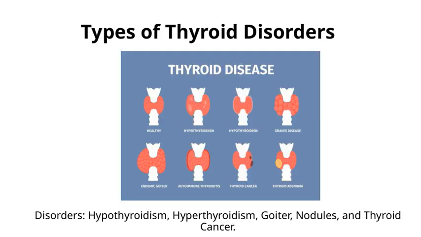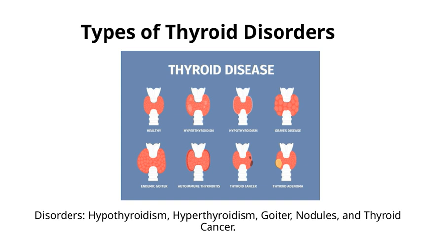Now, let's take a closer look at the different types of thyroid disorders. When we talk about thyroid issues, we're usually referring to conditions like hypothyroidism, hyperthyroidism, goiter, nodules, and thyroid cancer. Each of these has unique characteristics, but also shares some commonalities in how they affect the thyroid gland and overall health. Hypothyroidism, for example, occurs when the thyroid is underactive, meaning it doesn't produce enough hormones. This can lead to fatigue, weight gain, and feeling cold more easily. On the other hand, hyperthyroidism is the opposite, an overactive thyroid that produces too much hormone, often causing rapid heartbeat, weight loss, and nervousness.